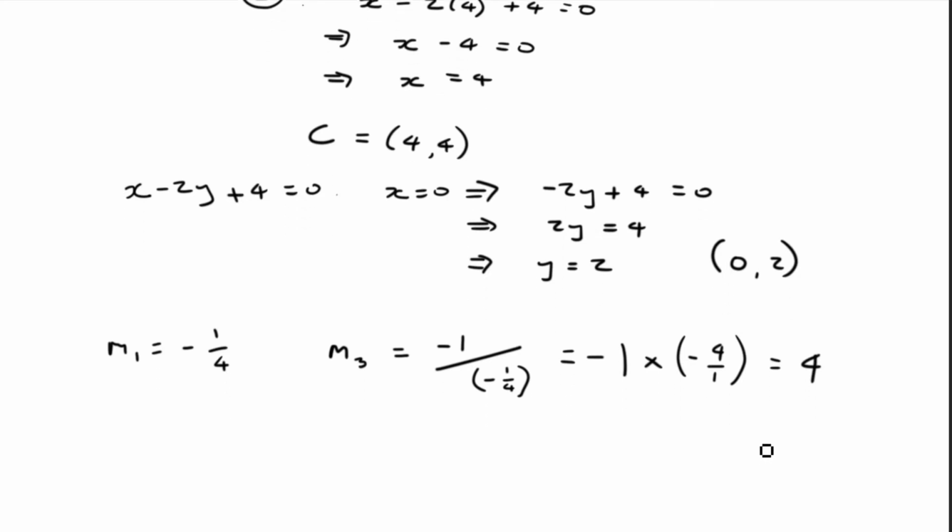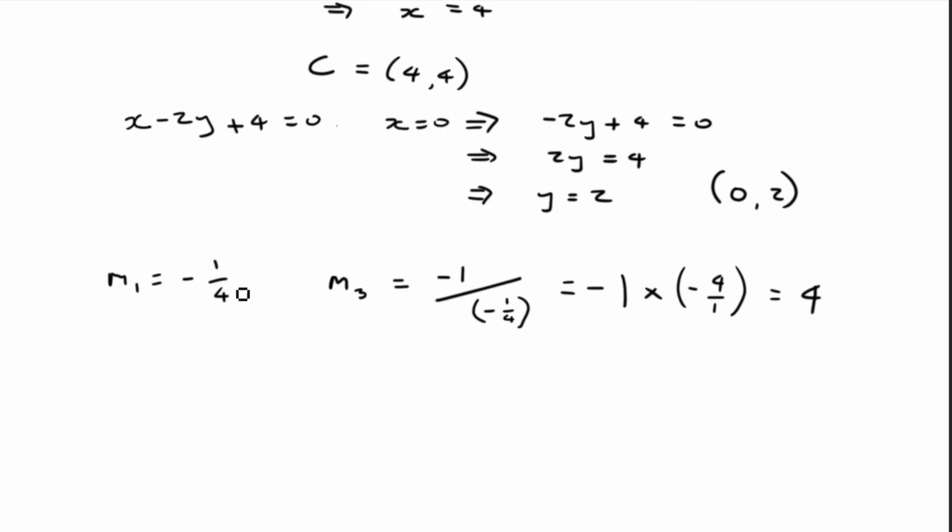We also know that L3 passes through the point C, which is (4, 4). So the equation of L3 is y minus 4 is equal to 4 for the gradient, lots of x minus 4. Gosh, lots of 4s here. And what do we need to know this for? We need to know where this line intersects the x-axis. If it intersects the x-axis, that is where y is 0.